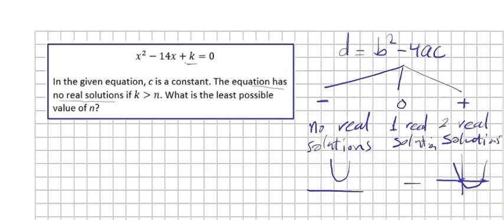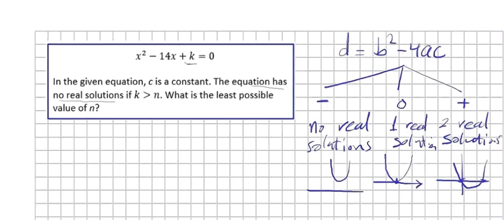And in this case, the graph is something like this. It intersects the x-axis in only 1 point. And this point is the one solution, which is the point of intersection of the x-axis, which is y equals 0, and the equation itself.